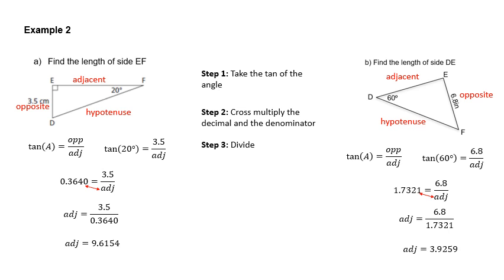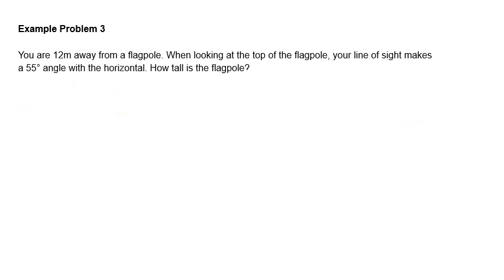And the difficult part is figuring out which steps to take. So it's really important that you set up your fractions properly. Your opposite over adjacent are properly labeled so that you know that you're finding the right side length. So there's one more example, and it's a word problem.